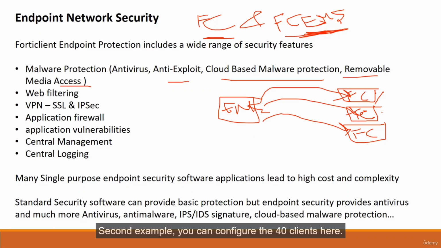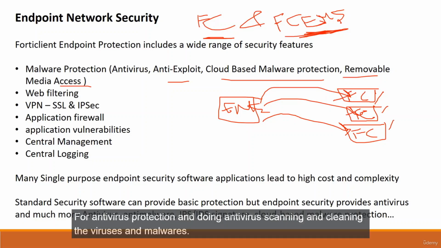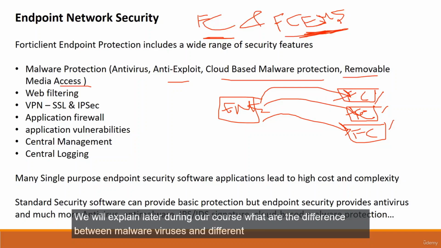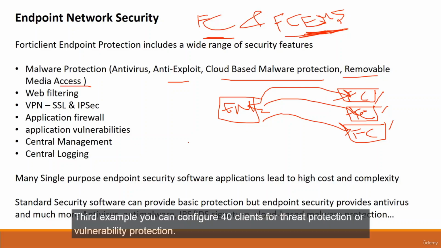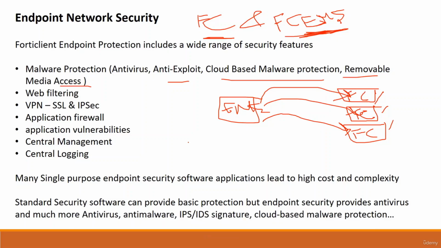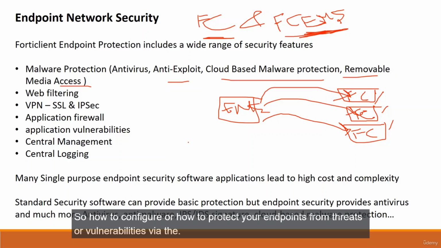Second example, you can configure the FortiClients for antivirus protection, doing antivirus scanning and cleaning the viruses and malware. We will explain later during our course the differences between malware, viruses, and different types of attacks. Third example, you can configure FortiClients for threat protection or vulnerability protection. What is a vulnerability? A vulnerability is a weakness in a program that can be exploited by cyber attackers.